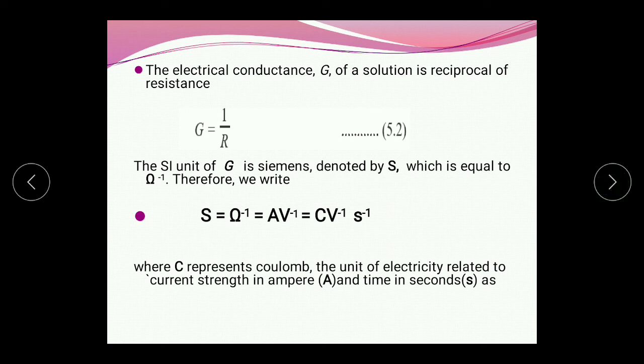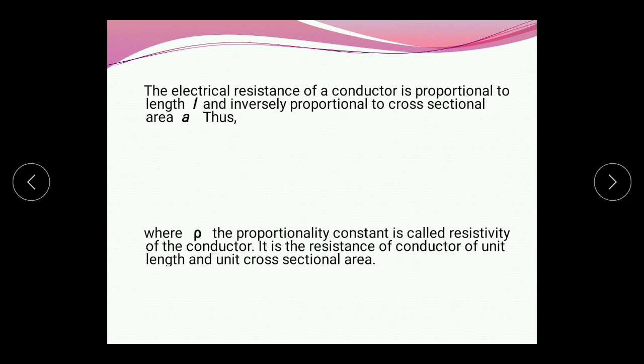So C will be equal to, according to our formula, A into s. Now, the electrical resistance of a conductor is proportional to length L and inversely proportional to cross-sectional area A. Thus, R is directly proportional to L upon A. What is C? Coulomb equals A into s. We learned that.